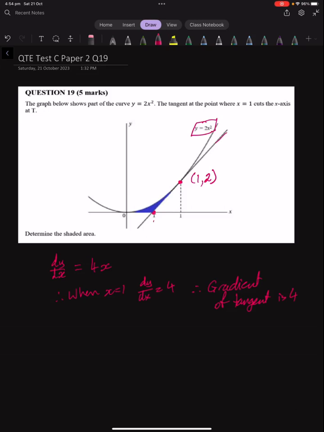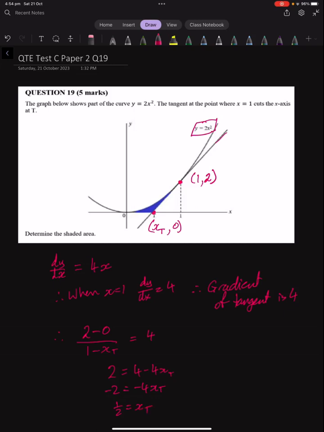If I'm considering my point T here, and I know that it has the x coordinate of t and a y coordinate of 0, and I've got another point on the tangent (1, 2), I can therefore use my gradient rule. Difference in the y coordinates, 2 minus 0, over difference in the x coordinates, 1 minus the x coordinate at point T. That has to equal 4. Well, I could go through the motions: 2 equals 4 minus 4xt, subtract the 4, negative 2 equals negative 4 times xt, divide by negative 4, and a half equals xt.